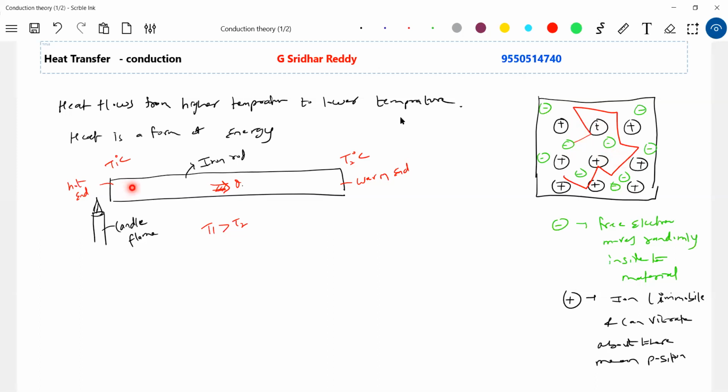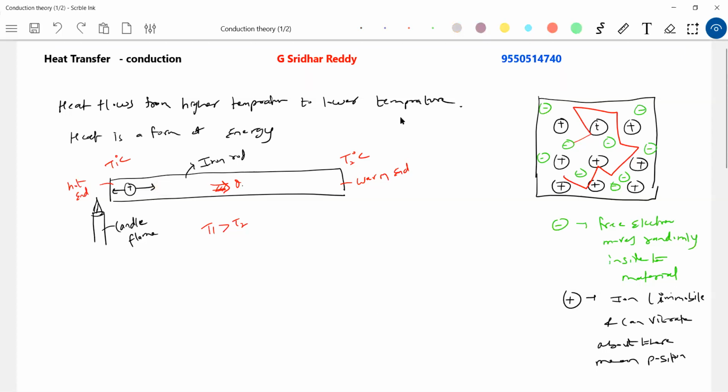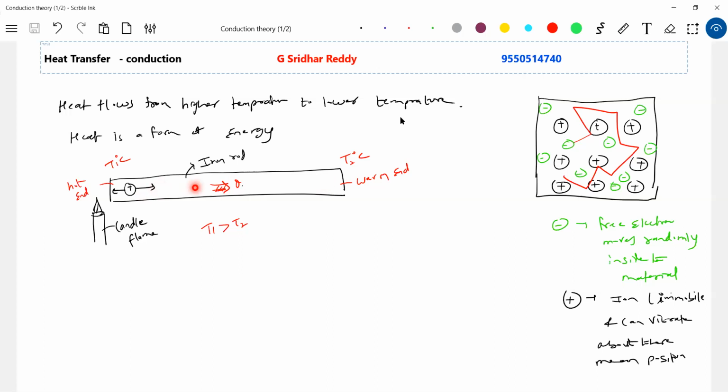So here, first this atom starts vibrating. As it vibrates, it disturbs the adjacent atoms, and they also start vibrating. Like that, the vibrations are transferred from one end to the other end. The disturbance, or you can say the flow of energy, starts occurring. And what about electrons? Electrons will move towards right and towards left, but the net flow will be towards right.